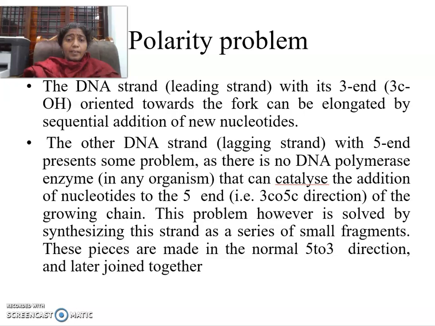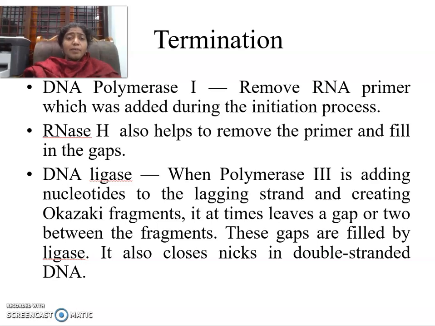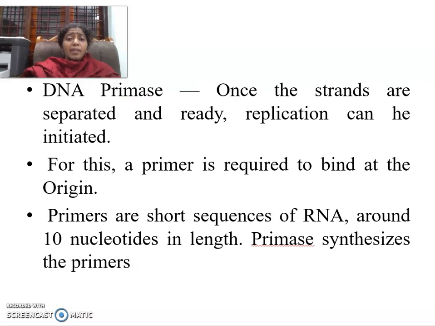Okay. Next is termination. So how does elongation occur? Elongation will be occurring with the help of the enzyme DNA polymerase 3. It will be reading the nucleotides present in the template strand, and it will be adding the complementary base pairs. That is, adenine will be pairing with thymine, and it can synthesize only in 5' to 3', and we have two strands.